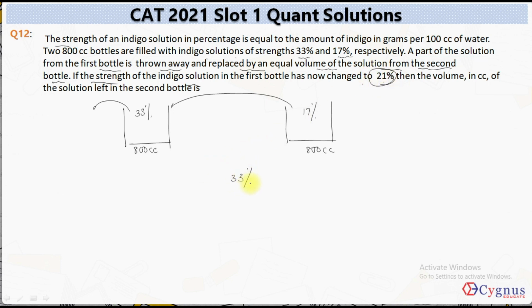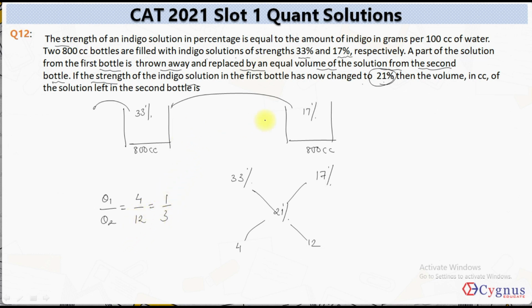Mixtures alligation. The concentration of the first solution is 33, the second is 17, and the final mixture is 21% concentrated. Now let's look at this one. This will give you 4 and this difference will give you 12. So the quantity of first solution by quantity of second solution, they must be mixed in what ratio? 4 by 12, that is 1:3.